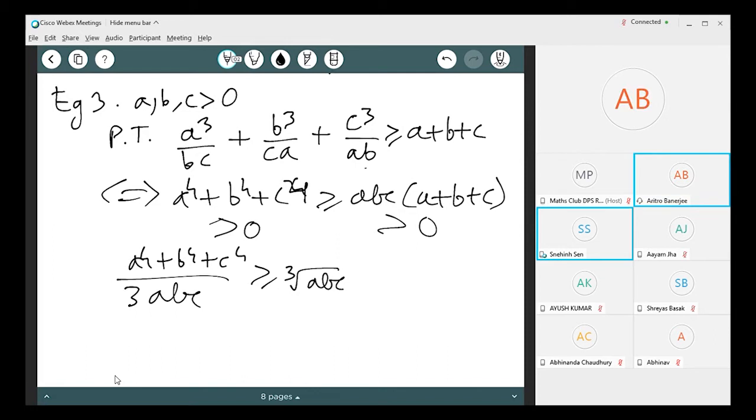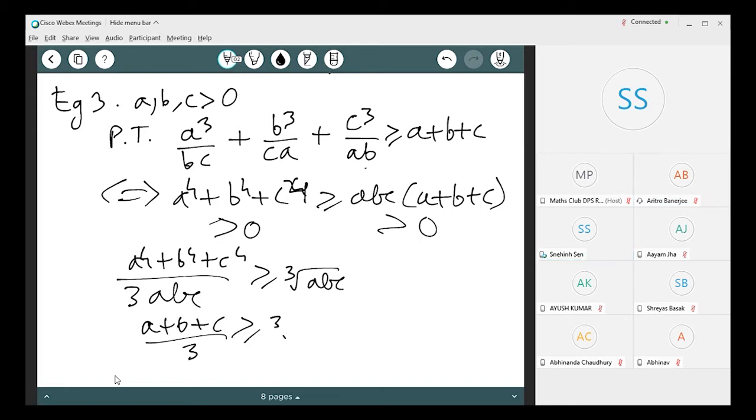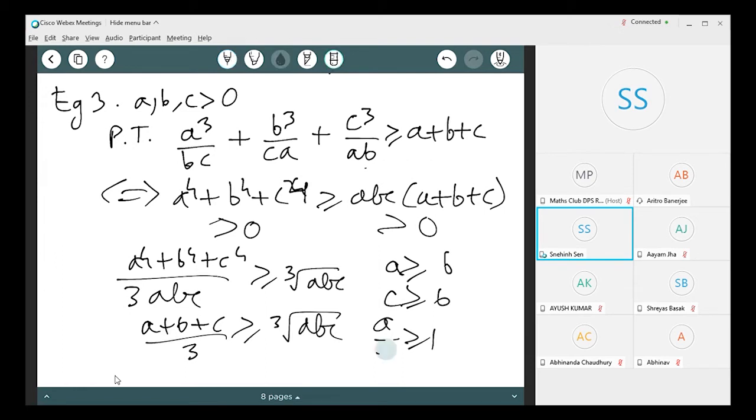Then we use it for ABC. So we get A plus B plus C by 3 is greater than or equal to the cube root of ABC. And you also have A plus B plus C by 3 is greater than or equal to the cube root of ABC. Now we divide the two inequalities. You are again saying that if A is greater than or equal to B and C is greater than or equal to B, then A by C is greater than or equal to 1, which is the same as showing that A is greater than or equal to C. That's the same mistake again.